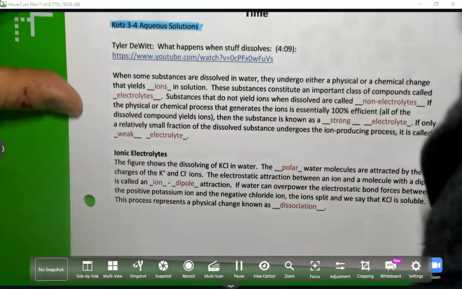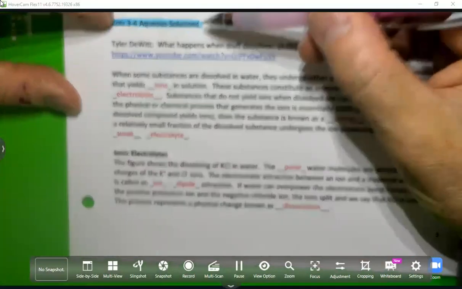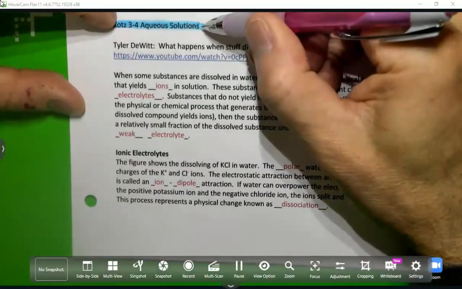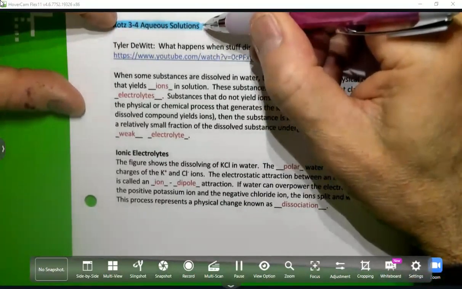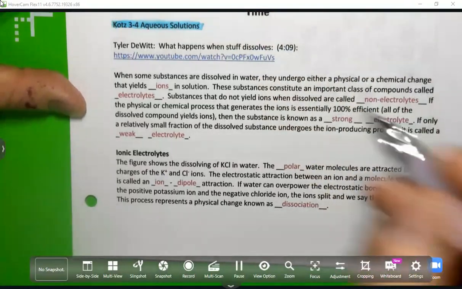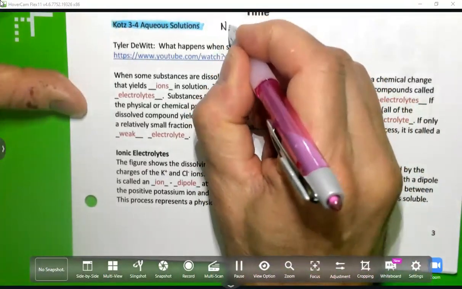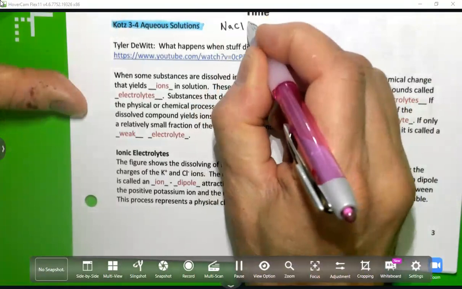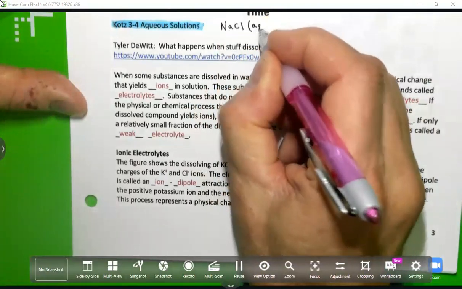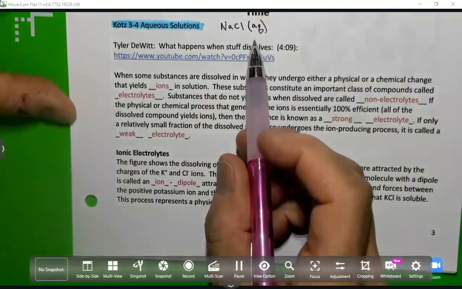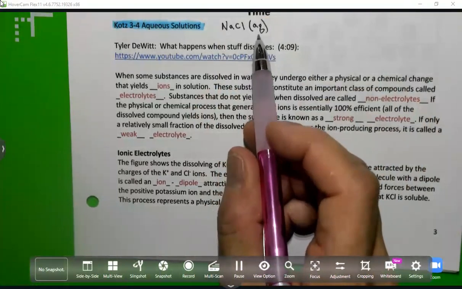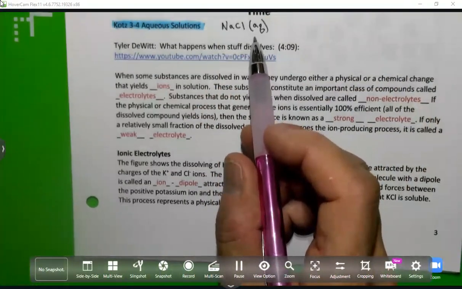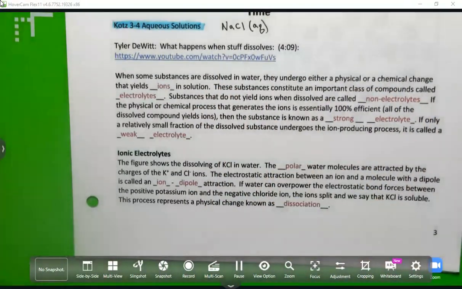And aqueous solutions just means substances that dissolve in water. So an aqueous solution, NaCl, AQ, aqueous, which means it's just dissolved in water. This means dissolved in water. So what does it mean for something to dissolve?